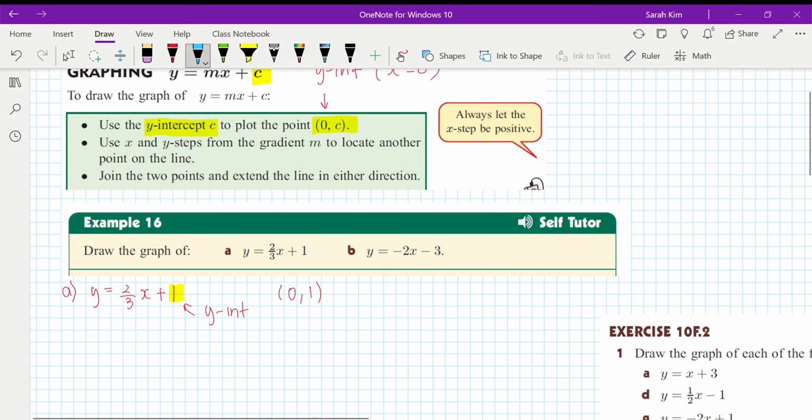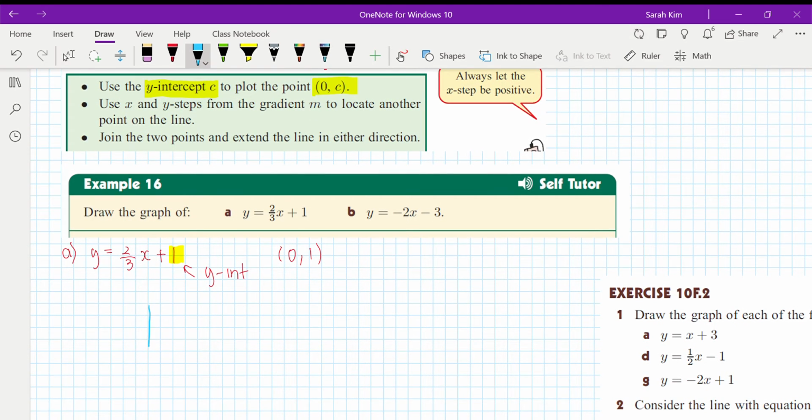So I'm going to draw little axes. There we go. Draw as neat as you can, with a ruler hopefully, in your books. Now I'm going to plot that point. 0 is my x-coordinate, 1 is my y-coordinate. So (0, 1). That's where we begin. Oh, that's not right. Hold on. 0, not 1. So (0, 1). Here we go. Here's my y-intercept.